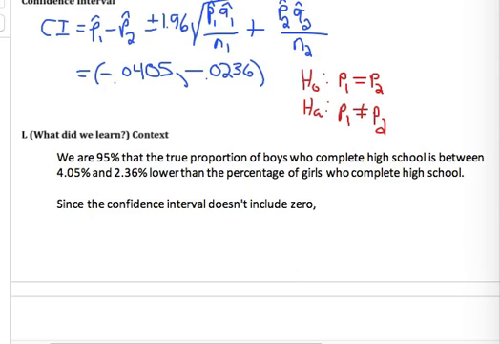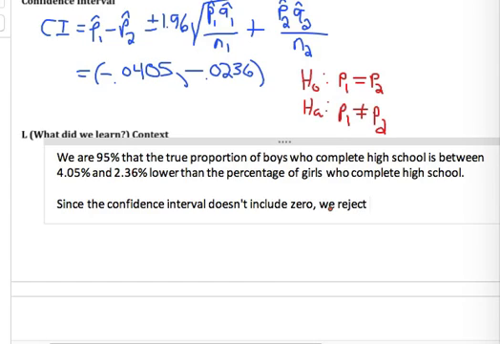So, what do we conclude here for our test? Since the confidence interval doesn't include 0, we reject or we fail to reject? We reject H sub O, or H0, because we detected a difference. Does that make sense? They're clearly not equal. There's a difference between them. I think this should totally make sense. We reject H sub O.